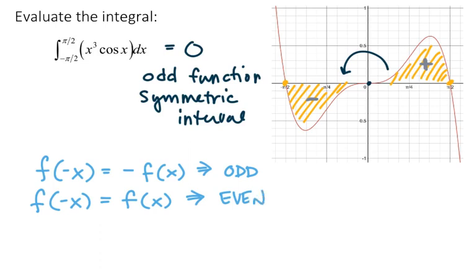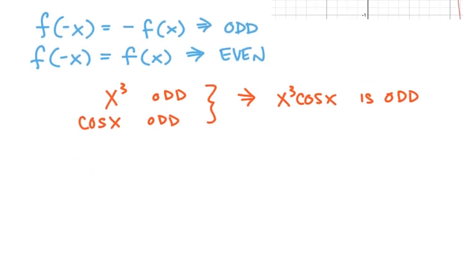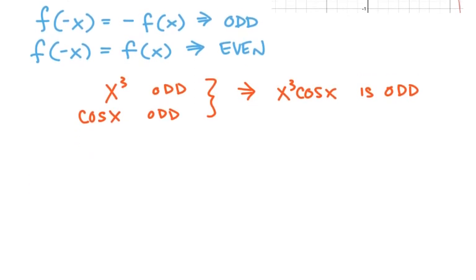Even. So one thing that we know, x cubed, we can prove that's an odd function, right? So x cubed is odd, and we know that cosine x is even. Those are very easy for us to show. And the product of two odds would also be odd. And we can verify this algebraically as well.